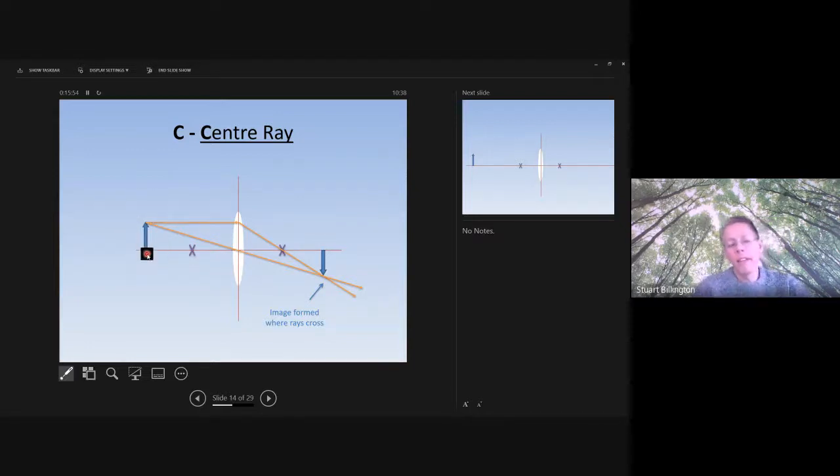And then on your calculator, you just need to divide the image height by the object height. So you might have something like 12 millimeters divided by 20 millimeters gives you a scale factor of 0.6. And that's called your magnification. If your magnification is bigger than 1, it gets bigger. And if your magnification is smaller than 1, it's getting smaller, it's getting diminished.